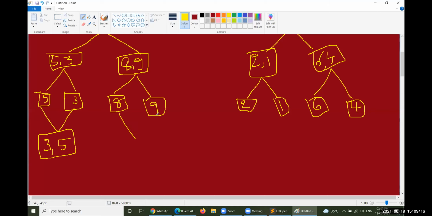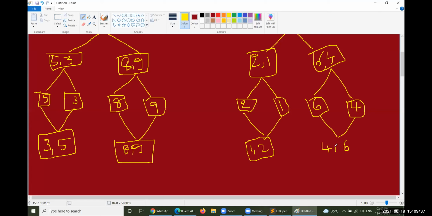During this, already these two are in sorted order. So 8 comma 9, they can be sorted here, and here these two will get sorted with 1 comma 2. Look at this, all these operations will be done by a single processor only. Only one processor takes part here.